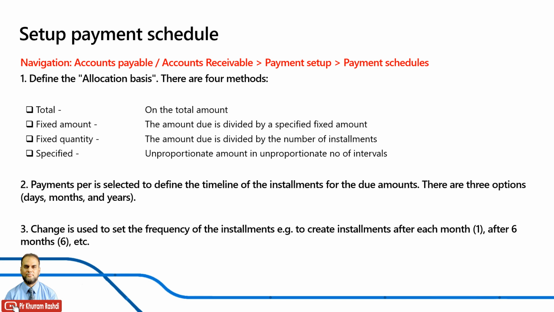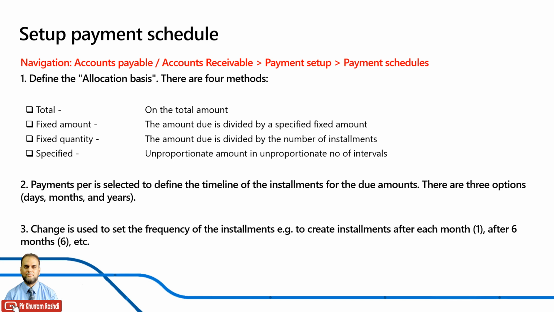So basically, allocation basis will be available in the payment schedule. Those are like this: total. On the total amount you can allocate, and then you can define fixed amount-wise or fixed quantity-wise. So for example, there is a fixed amount of $10,000 and you can split it into 1,000 each installment, so that there are 10 installments, or you can divide it by 10 quantity, so it will also be equal quantity.